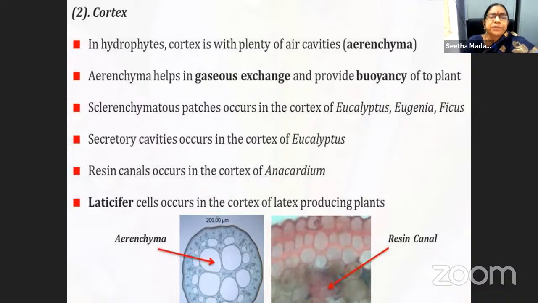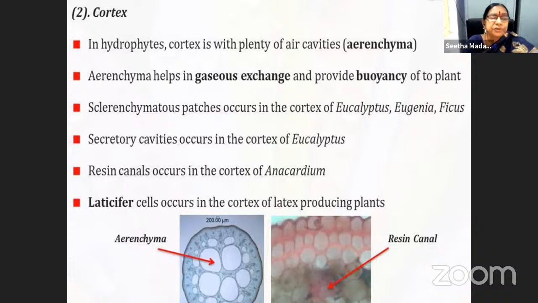Sclerenchymatous patches occur in the cortex of eucalyptus, eugenia, and ficus. Sclerenchymatous patches give some mechanical support, and secretory cavities occur in the cortex of eucalyptus. Eucalyptus is a tall tree belonging to the family Myrtaceae, the guava family. Resin canals occur in the cortex of anacardium. Anacardium is nothing but your cashew nut which you consume in your sweets. Anacardium belongs to the family Anacardiaceae and is a relative of mango.